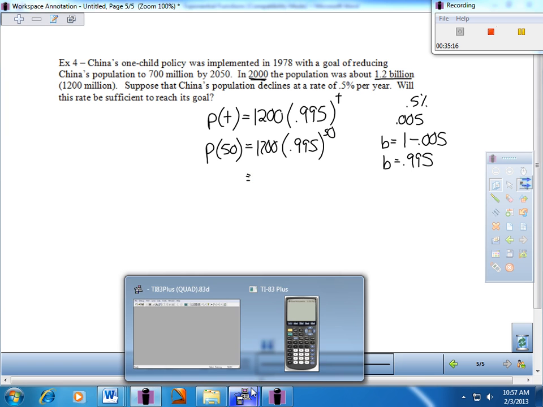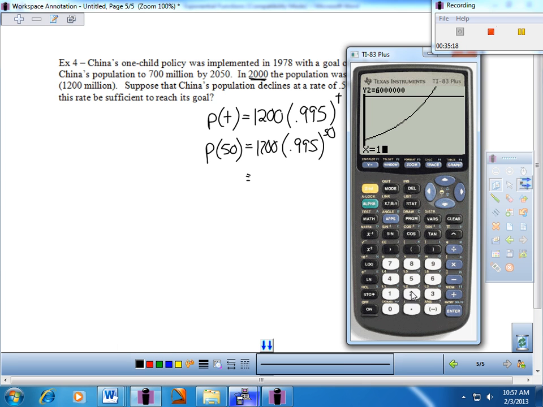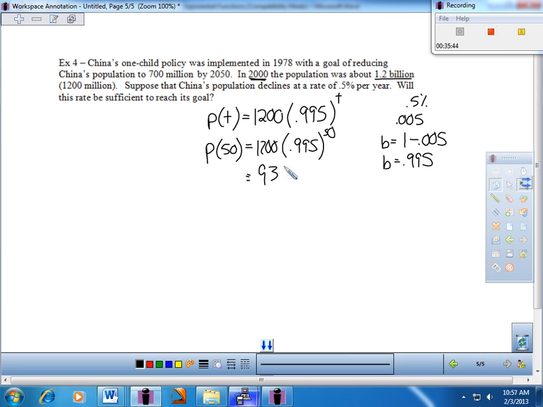I'm going to bring the calculator up one last time to do this calculation. Yep, not on here, of course. There we go. 1200 times 0.995 raised to the 50th. Whew, not even close. Still have, well, at least it's under 1 billion, but well over the target of 700 million. So I'm just going to do this, about 933 million. And so the answer is a whopping no.